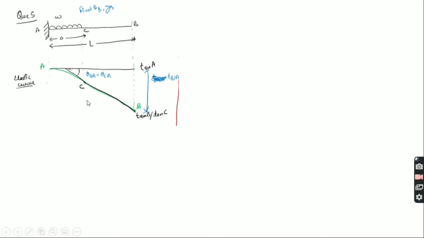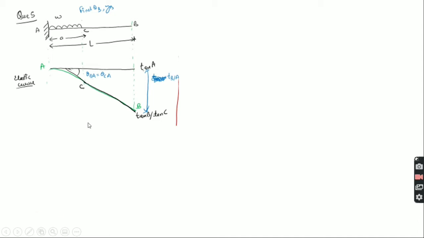Okay, so according to this, it is clear that our theta or slope at B will be equal to the slope at C, right? And this is the TBA, the vertical distance of the point B from the tangent at A, right? So we want to calculate theta B, and we can easily calculate it by using the moment area method.